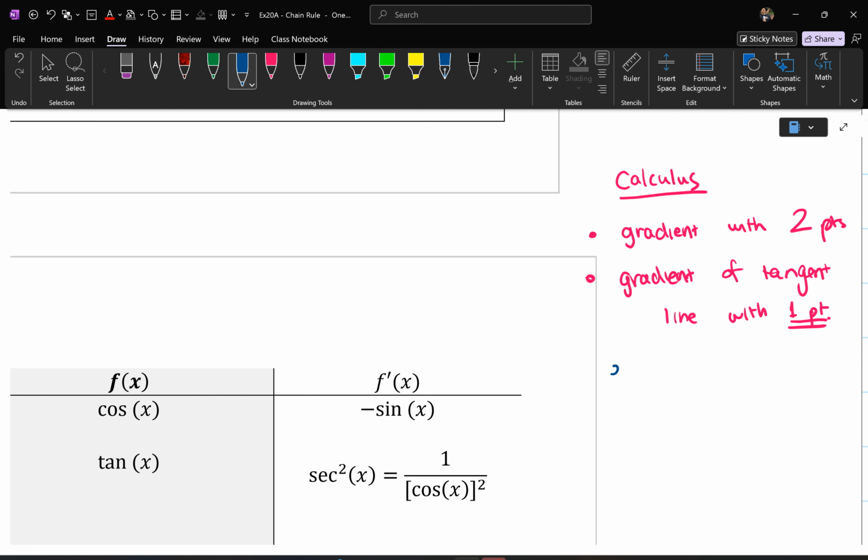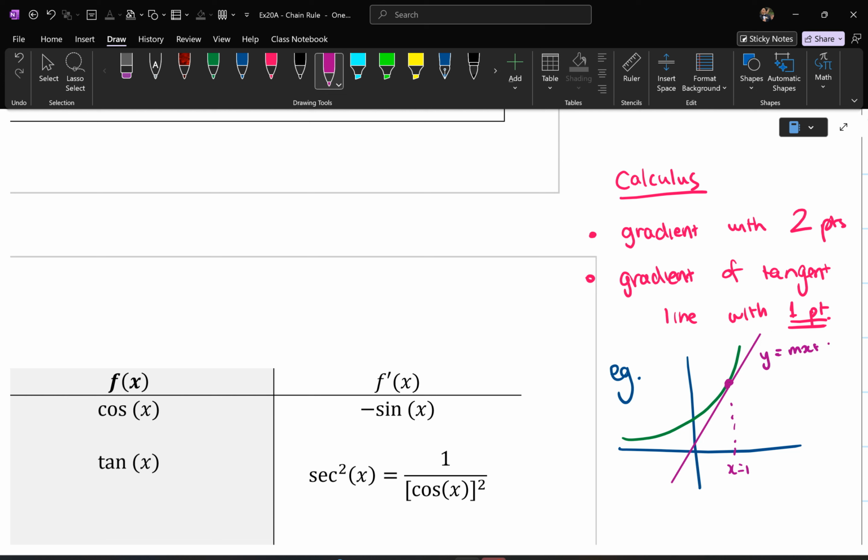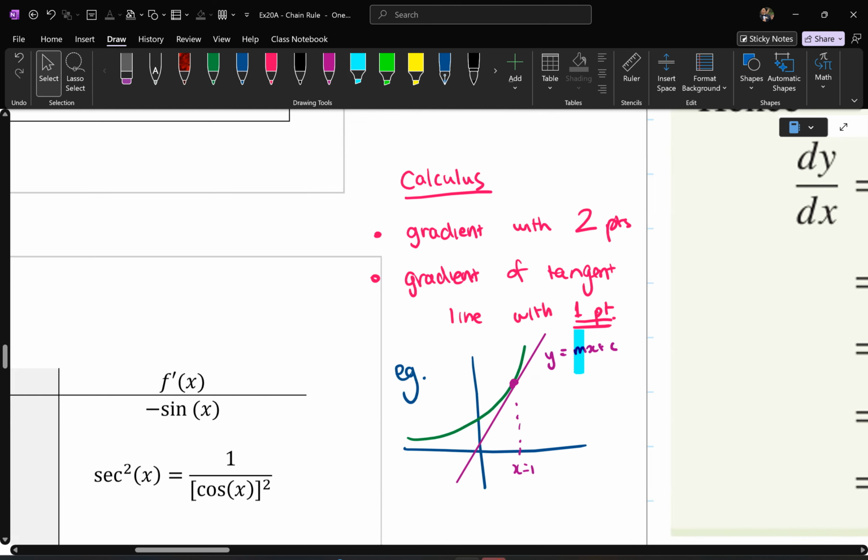So, for example, if you had an exponential curve, so it looks like this, then at this point, say at x equals 1, there must be a line that touches that curve exactly once. That line is y equals mx plus c, and that's called your tangent line. And your calculus rules essentially just get you to do this. That's all you're finding. All these rules that you're learning are a shortcut to find the gradient at 1 point.